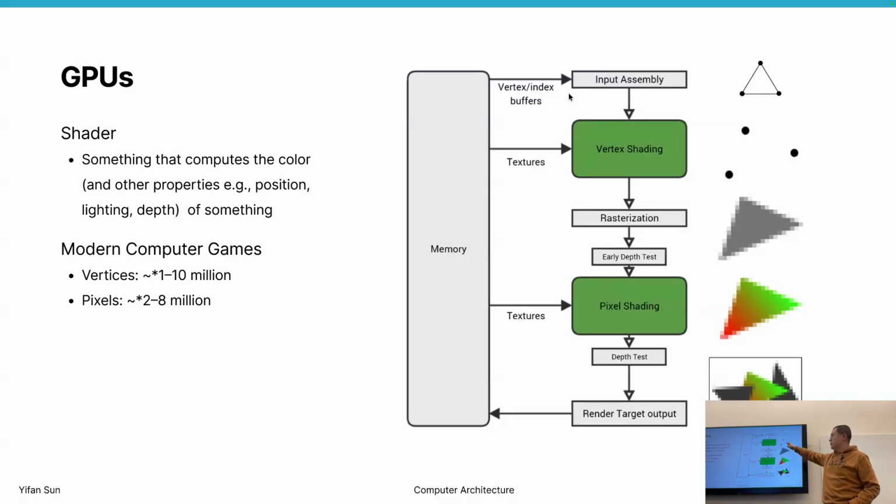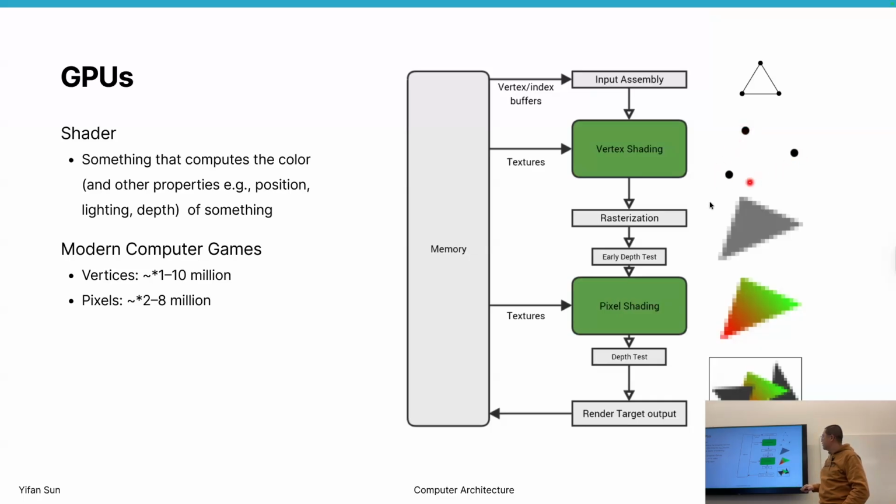So we use a process called vertex shading. A shader is basically a something. I just call it something because in software, it's a piece of software that can compute, and in hardware, it's a piece of hardware that can compute. It computes the color or other properties, say where it is, the lighting strength, or how far away from the camera this element is. What is this something? It can be a vertex or a pixel.